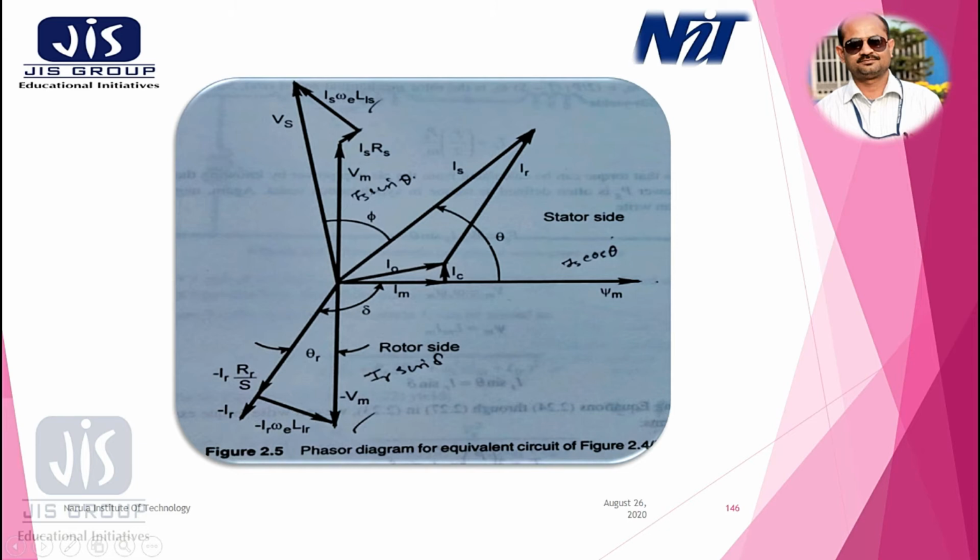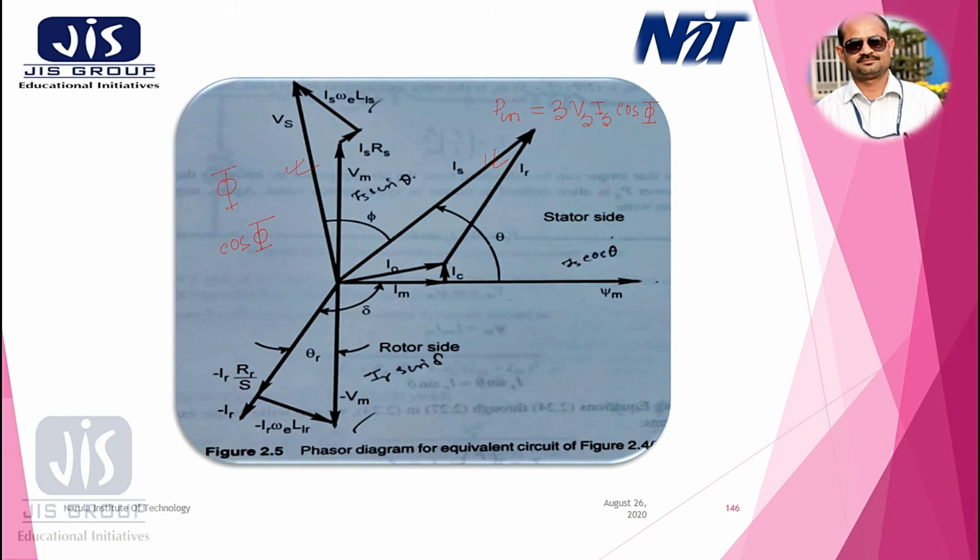This is the phasor diagram of the induction motor. If you see, this is my Vs, and this is my Is. The angle between them is phi, so the power factor is cos phi. So what will be my input power? My input power P input equals 3 Vs Is cos phi. So this is my input power.